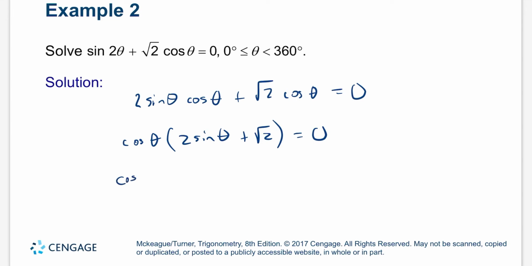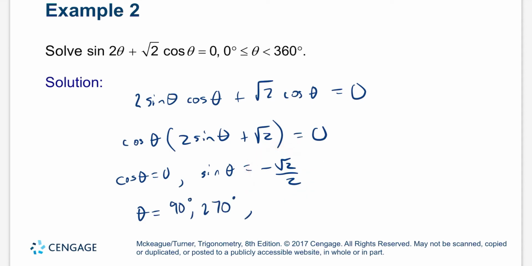And then you set these individual factors equal to 0. And the other one, if you set this equal to 0 and solve for sine, you will get sine theta equals negative radical 2 over 2. And this angle, cosine has a 0 value at angle 90 degrees and 270.